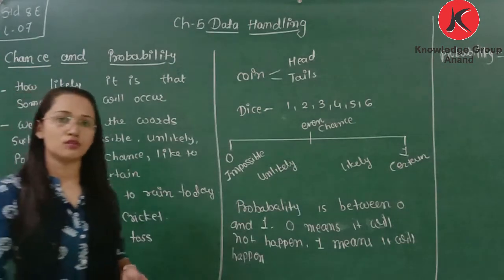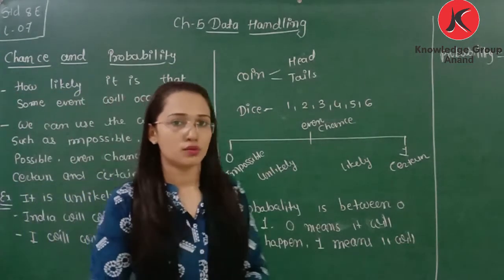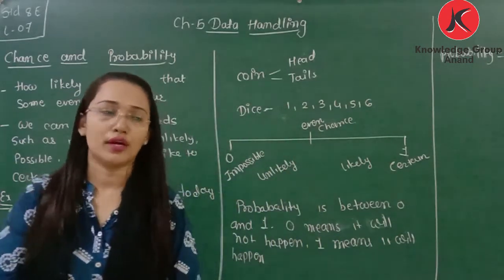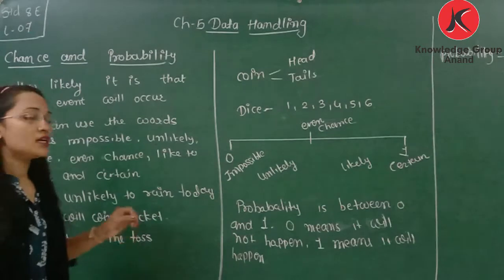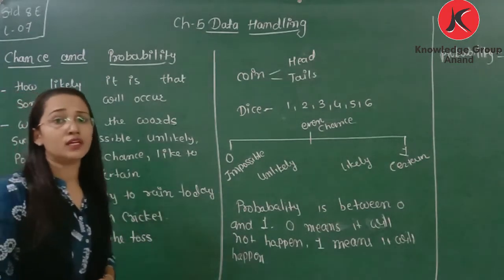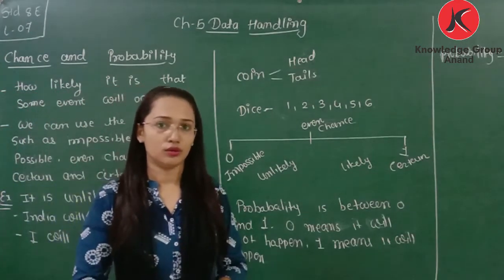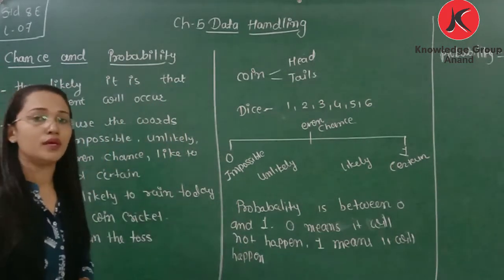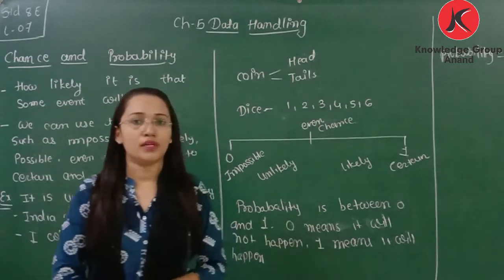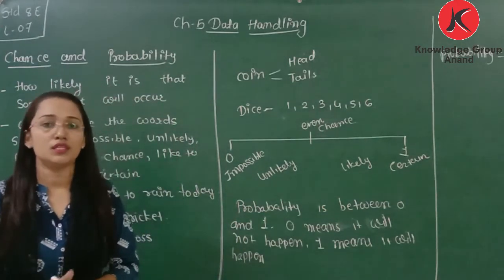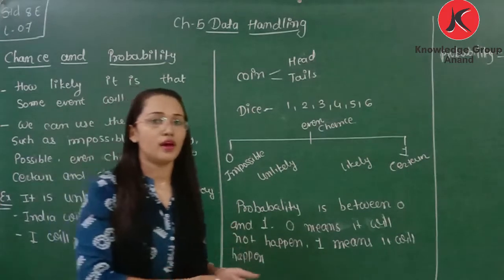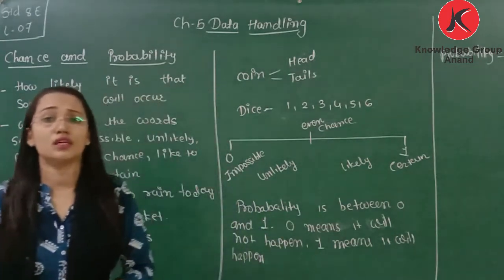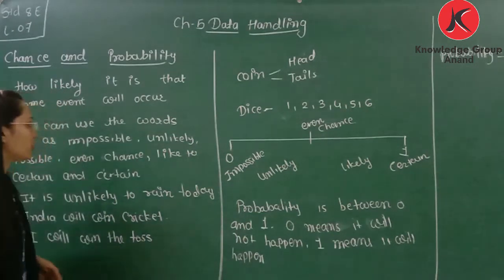For example, if we toss a coin, there are two possibilities. It may be head or it may be tail. The condition in which the coin stands vertically, we are ignoring. So there are two possibilities when we toss the coin. It may be head or it may be tail. So there are two possibilities, meaning it is an even chance. So the chances of head and the chances of tail are equal. So this condition falls in an even chance.